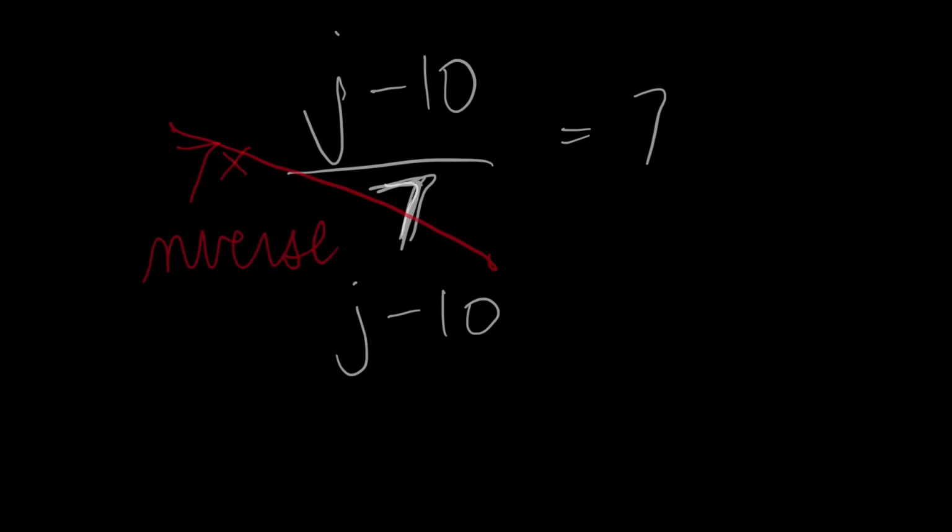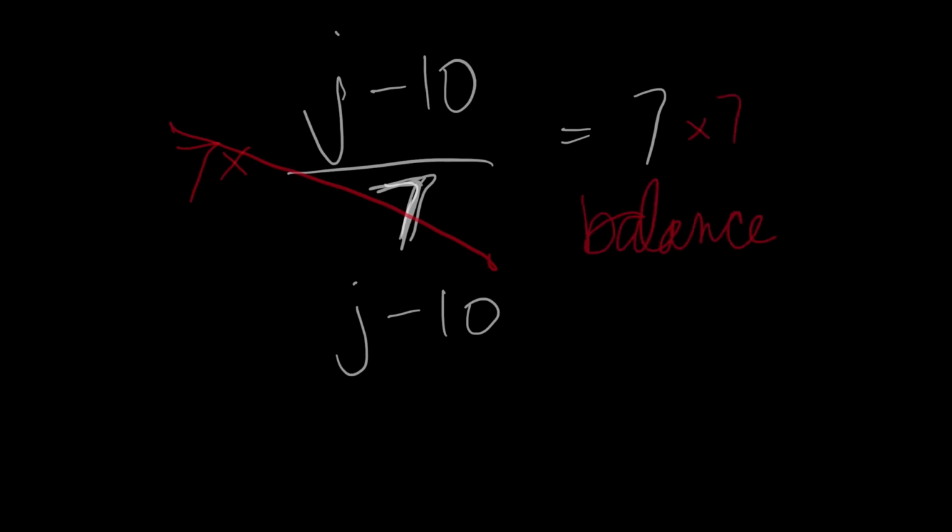Don't forget, that's called doing the inverse operation. You do the opposite. Also, remember, we have to balance the equation on the other side. So on the right, we multiply by 7 also, and that gives us 49. So now we have j minus 10 is equal to 49. Let's fix that up.